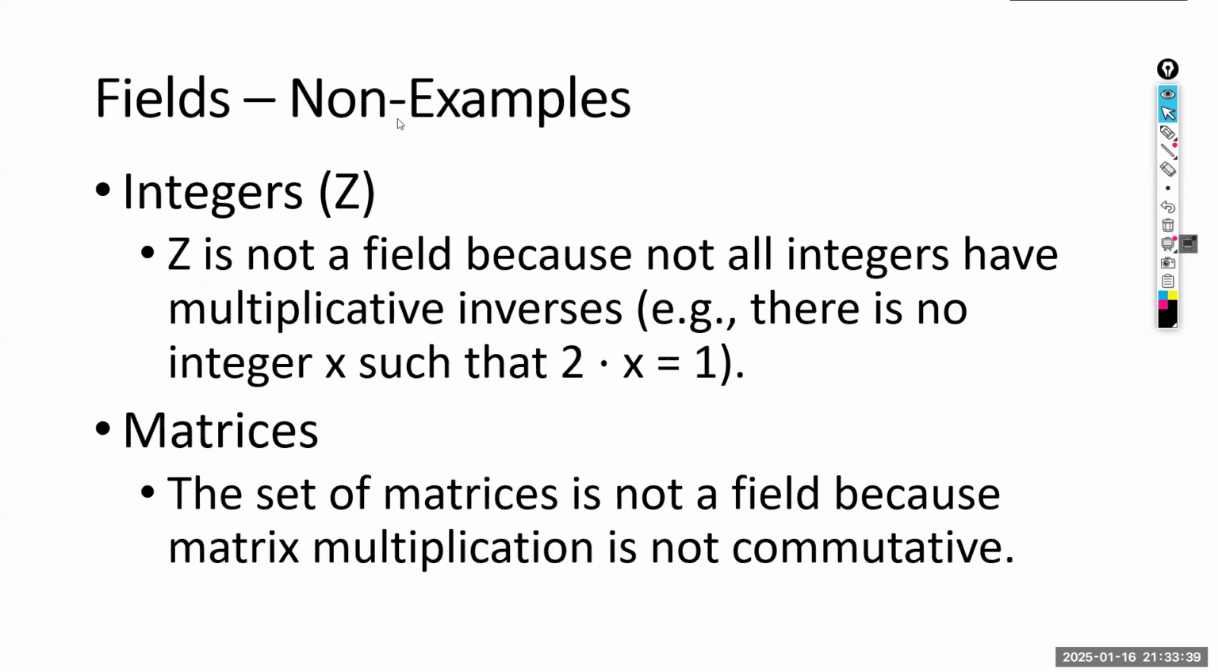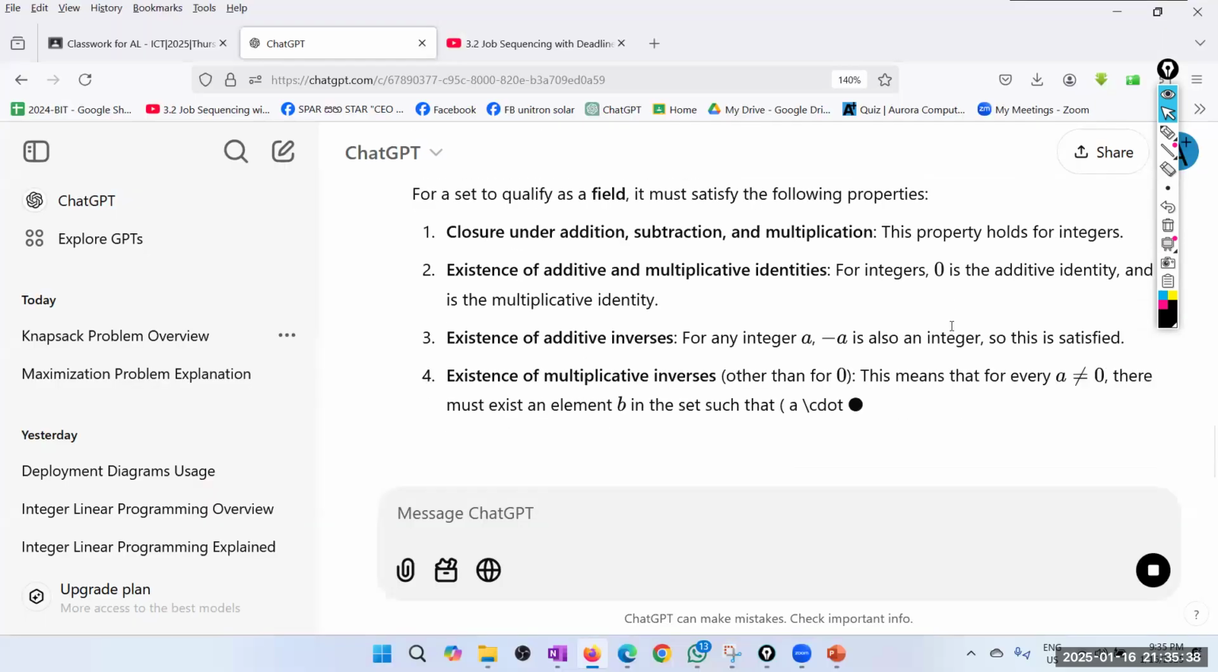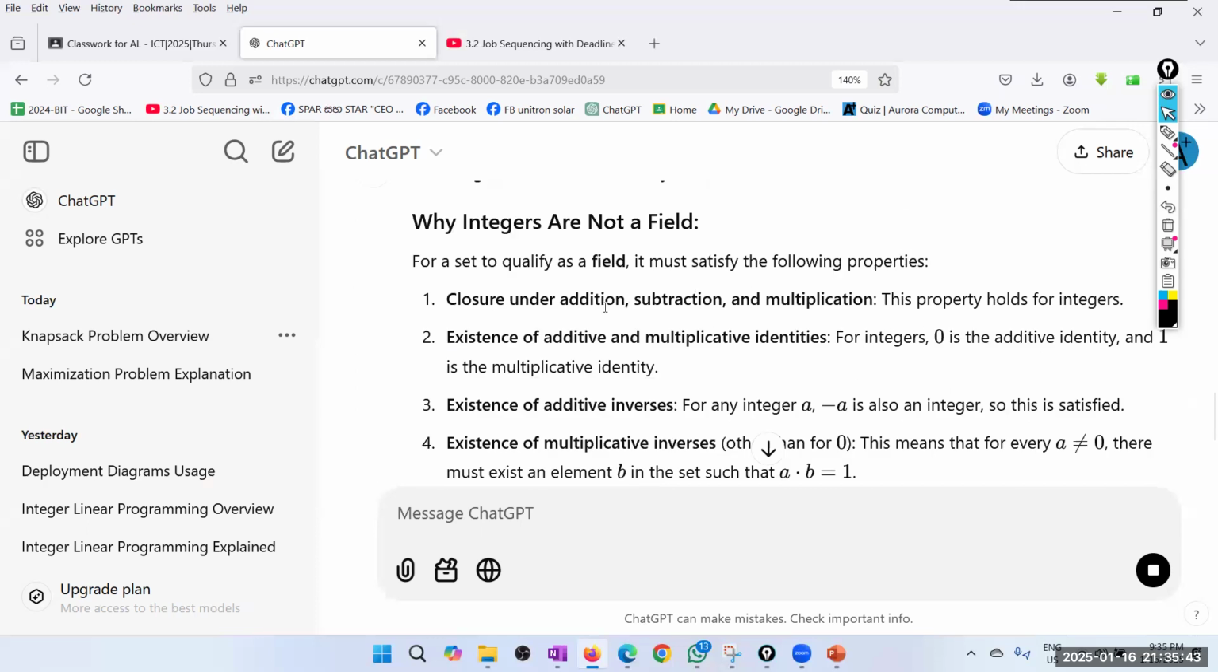So these are non-examples. Non-examples. දැන් මෙතන පොඩි හුටපටයක් තියෙනවා. මෙතන අපි කිව්වා real numbers fields කියලා. Real numbers වල තියෙන integers fields වෙන්නේ නැත. Right. Why not? Closure under addition, subtraction and multiplication. This property holds for integers. ඒක හරි. When you add two integers, it's an integer. When you multiply two integers, it's an integer. When you subtract, it's an integer. Okay. And additive and multiplicative identities are also there. Okay. That is 0 and 1.